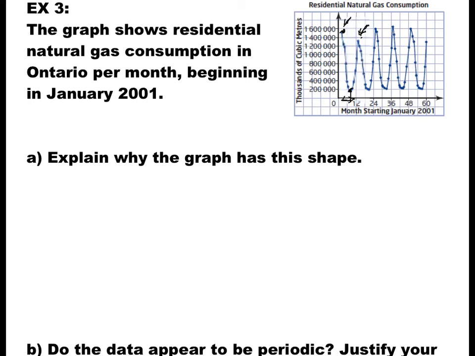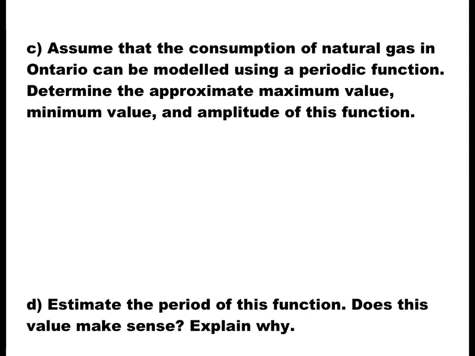The next question wants us to explain if this data appears to be periodic, and we have to justify our answer. As you can see, it's almost periodic, not exactly, but it looks like a periodic function. The next part of the example says, assume that the consumption of natural gas can be modeled using a periodic function. Determine the approximate maximum value, minimum value, and amplitude of this function.